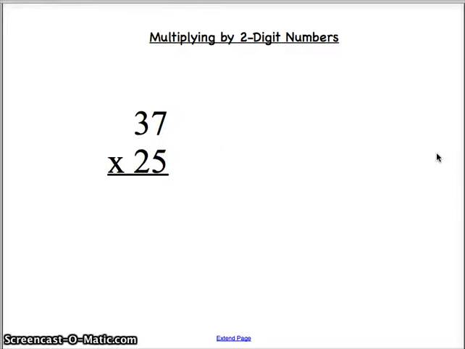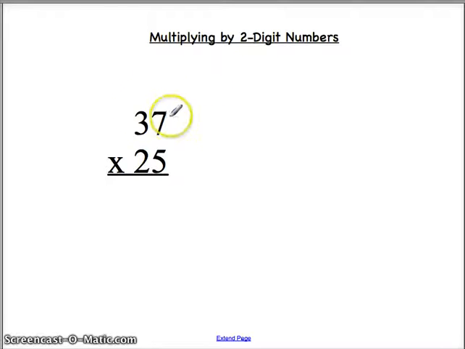Multiplying by two-digit numbers. Now when we multiply any number times a two-digit number, what we're essentially doing is breaking this two-digit number into two separate numbers and then adding the products together. Let me show you what I'm talking about.